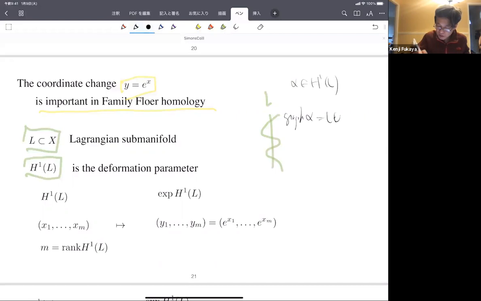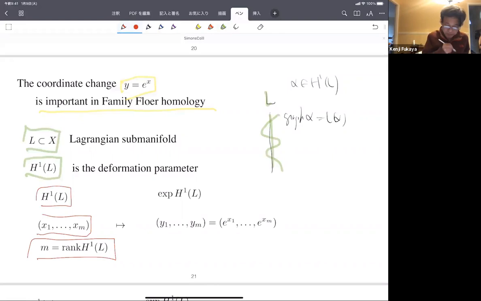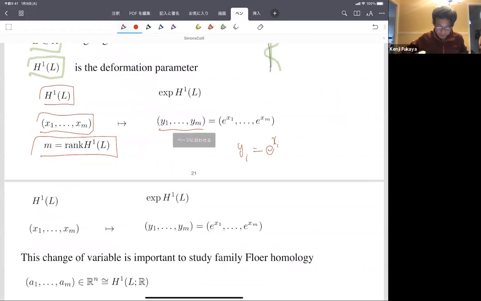Suppose that this Betti number is m, and we choose coordinates x_1 to x_m. Then actually the correct deformation parameter of Floer homology is not x_1 to x_m, but y_1 to y_m, where y_i is the exponential of x_i. This is the correct parameter to deform Lagrangian Floer theory. This is very similar to the case of rigid analytic geometry, and this change of variable is important in family Floer homology.